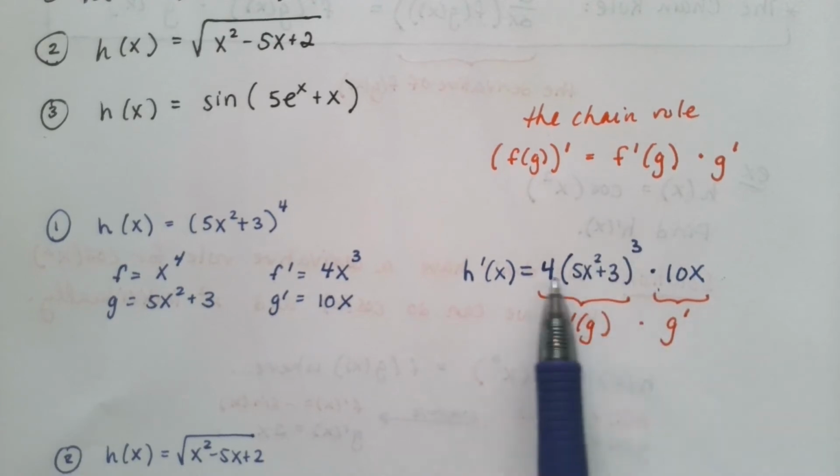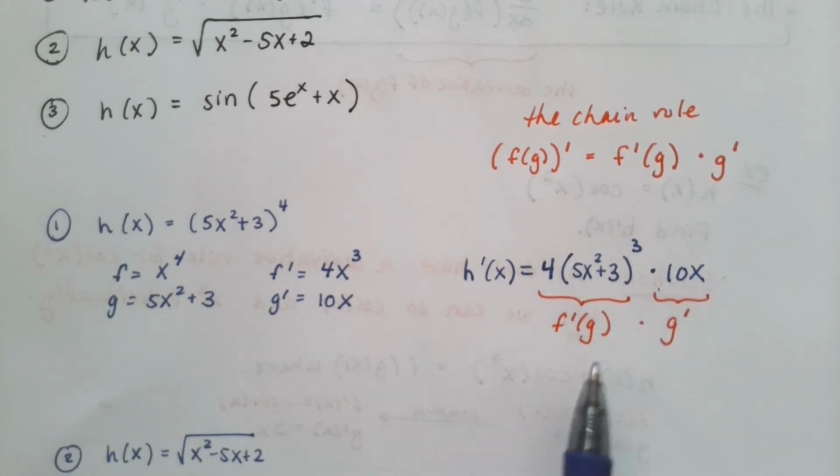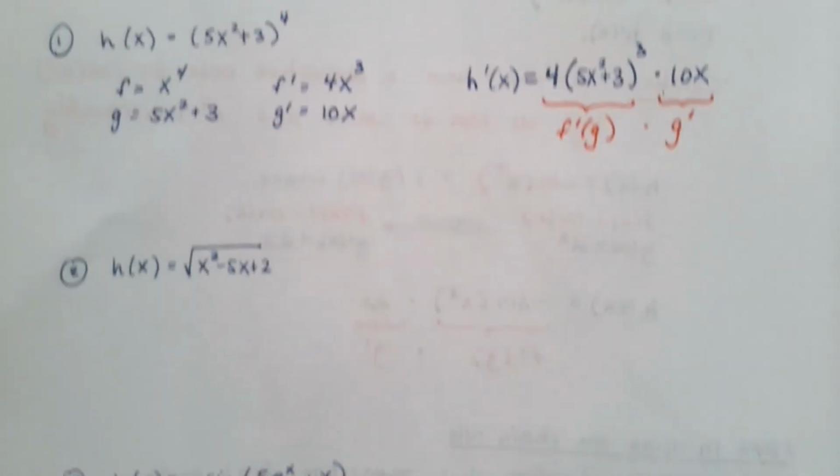But what you could do is say, oh, 4 times 10 is 40, so maybe 40x times this stuff cubed. So I'll leave that as my final answer and move on to problem 2.